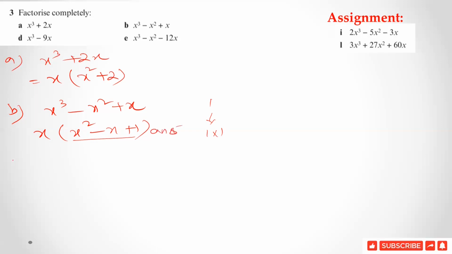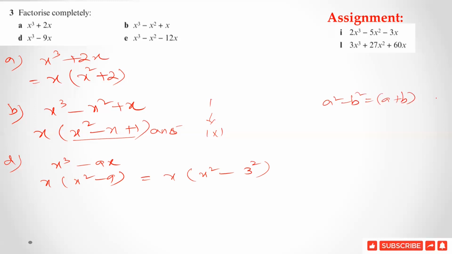So here, part D, x cube minus 9x. Now we take common x here: x square minus 9 means x outside, x square minus 3 square. So now we can apply the formula a square minus b square, which is a plus b times a minus b. Okay, so we have x plus 3 times x minus 3. We applied the formula to get the factorization of this x square minus 3 square.